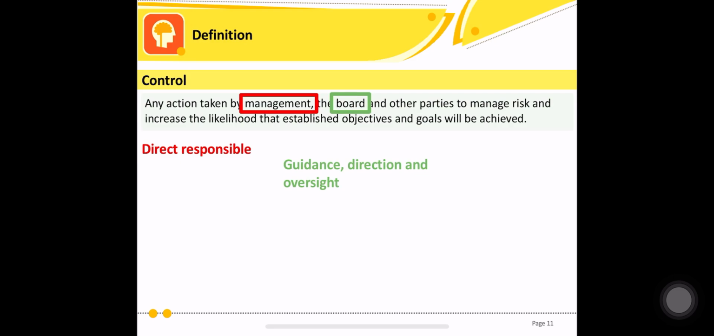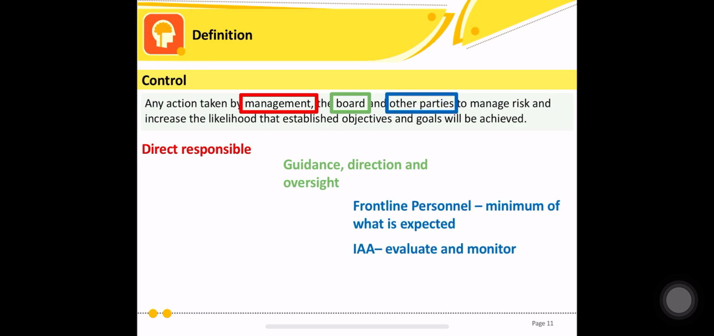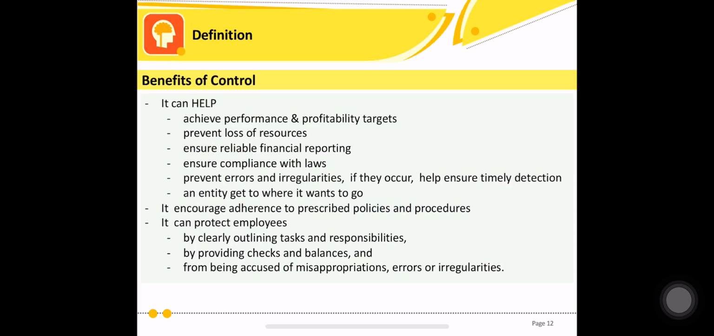And then the board is there to guide, direct, and oversee, as we have learned from the governance. Because again, the governance process exists to guide the management in implementing controls. And other parties, probably the frontline personnel. This is the first line of defense. So, whatever the control says should be what they're expected to do, what they're really implementing. And us, internal audit. Our main role for the control is to evaluate and at the same time monitor as well. We're gonna talk about that later.